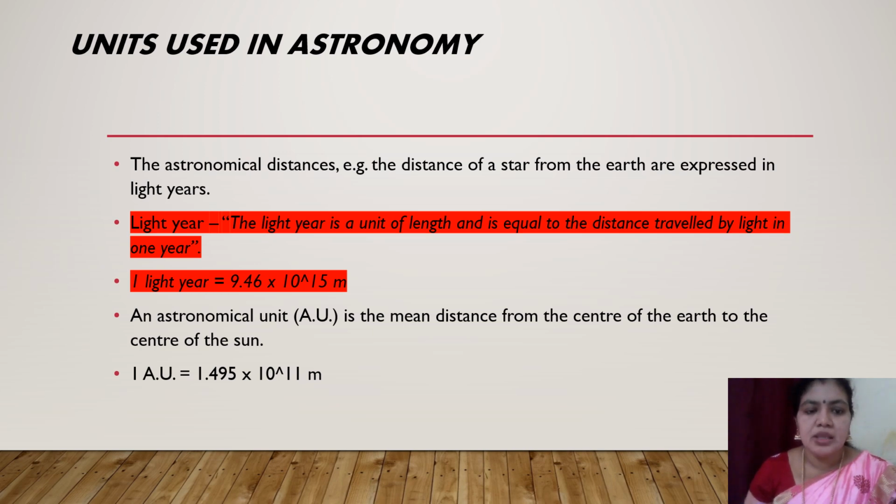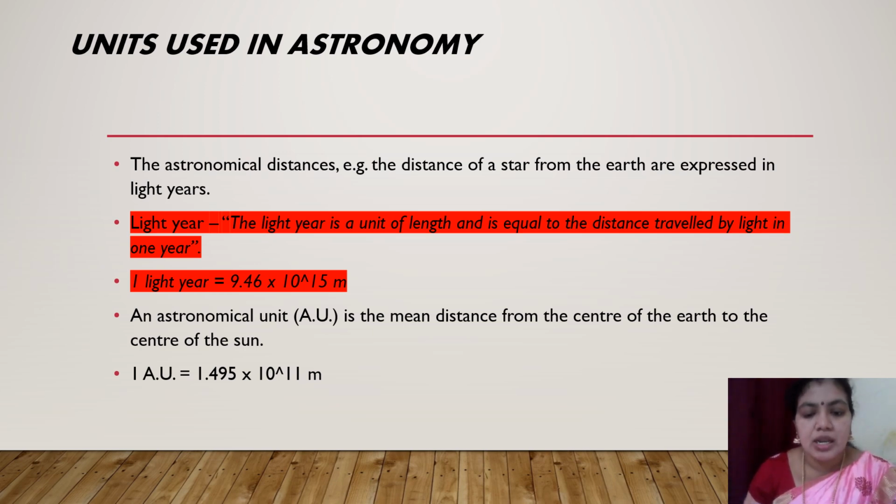If I am using astronomical distances, how am I going to measure the distance from Earth to a distant star? There it would be meaningless if I am measuring it in meters or even in kilometers. Because the distance is so large, I have redefined a derived unit for it, which I am calling the light year. It is the unit of length which is used for astronomical distance measurement. It is equal to the distance travelled by light in 1 year. So 1 light year is equal to 9.46 into 10 to the power 15 meter.